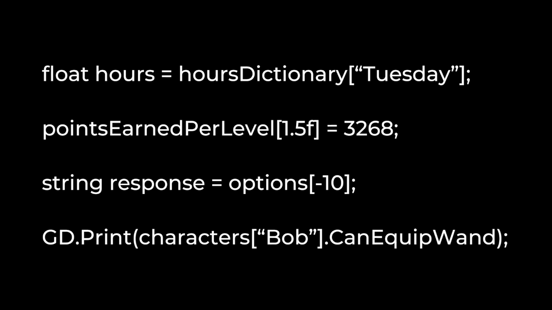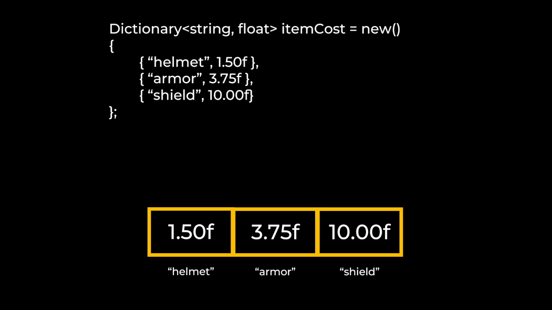Now, if you try to interact with a dictionary using a key that does not exist within the dictionary, you'll get a KeyNotFoundException error. Just like with lists, there are a whole host of methods that can be used with dictionaries. And just like with lists, I'll link the MSDN documentation below so you can browse those methods in their entirety at your leisure. But I'd like to share some of the more useful methods now. You can add an element to a dictionary using the Add method.